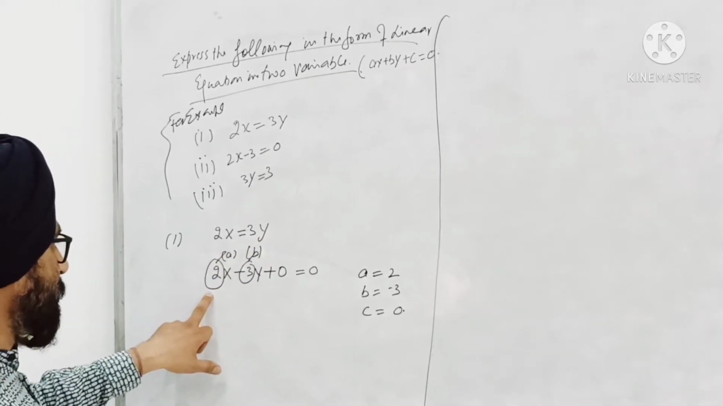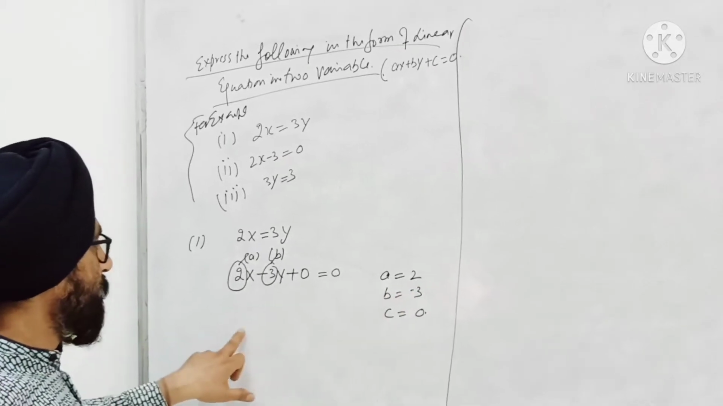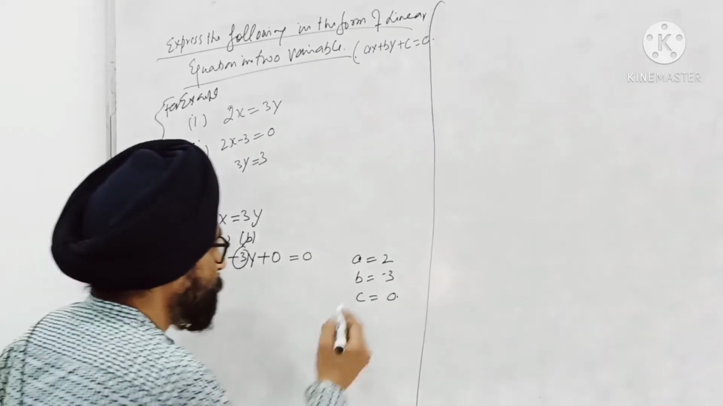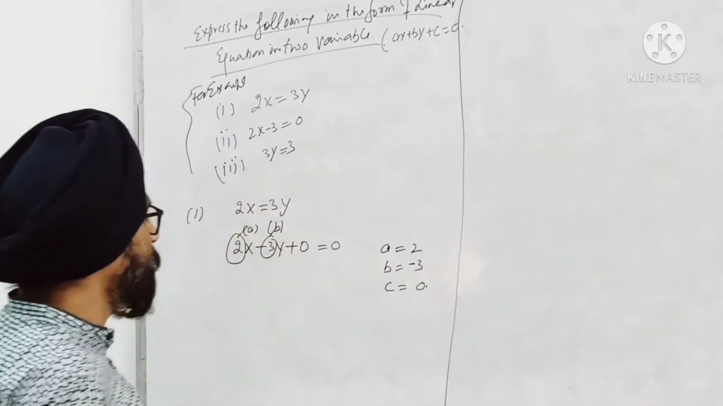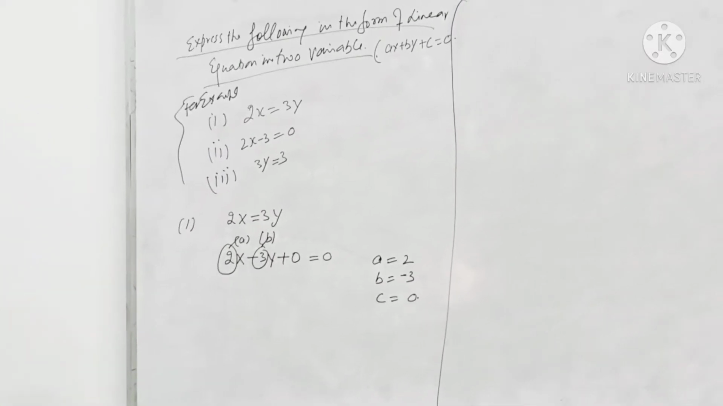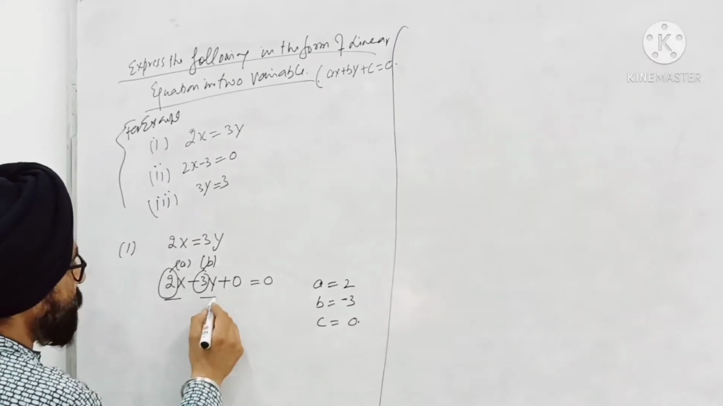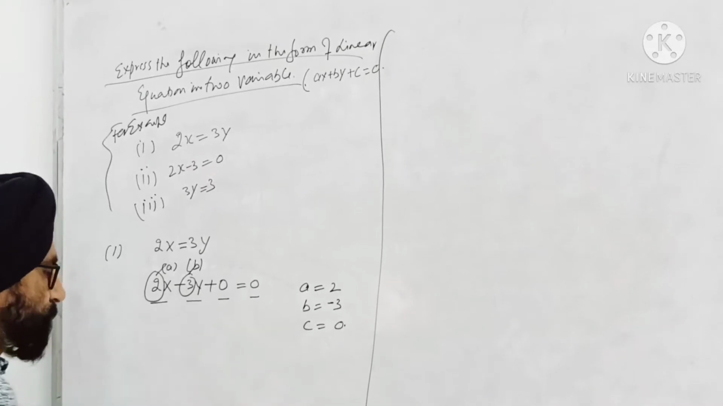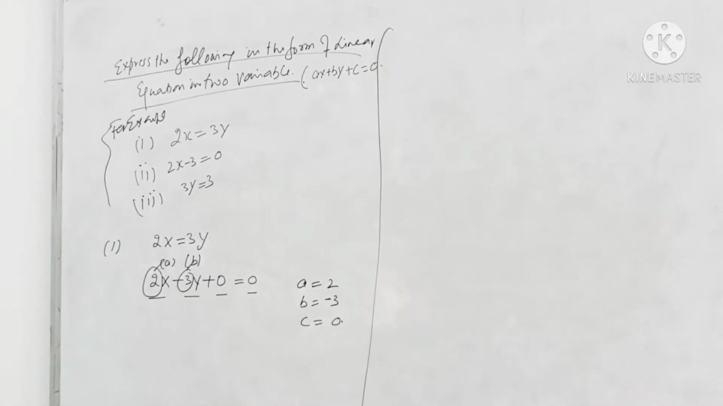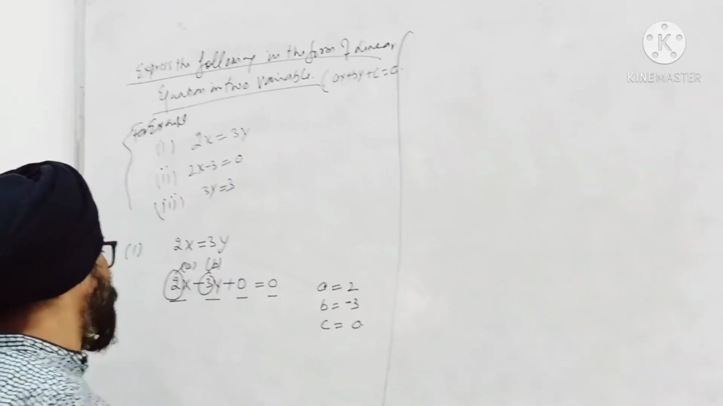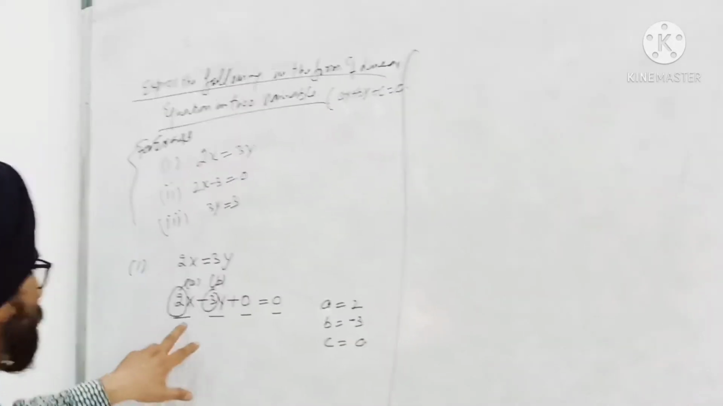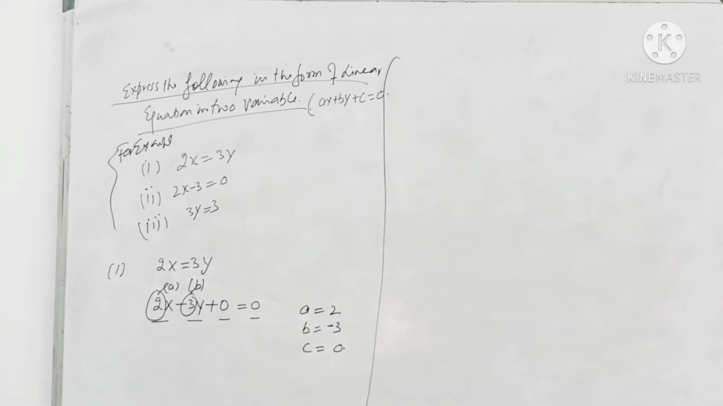Here a is equal to 2, the value of b is minus 3, and the value of c is equal to 0. So 2x minus 3y plus 0 is equal to 0. And thereafter, again, we will present this equation on the graph.